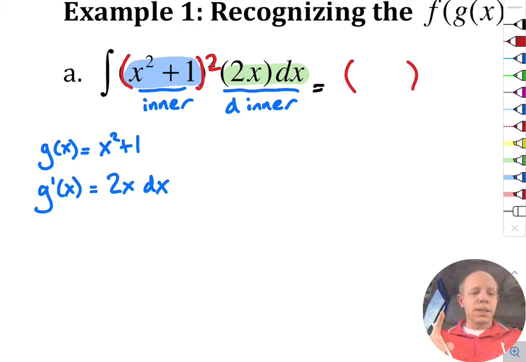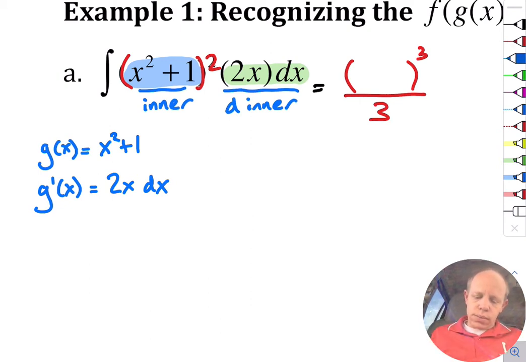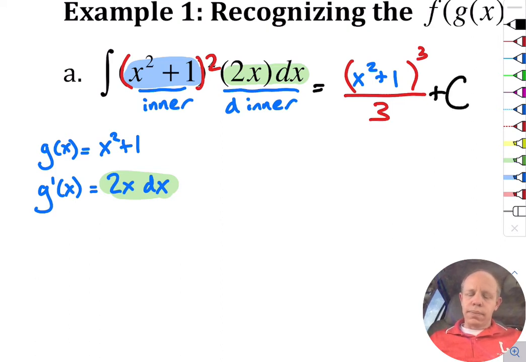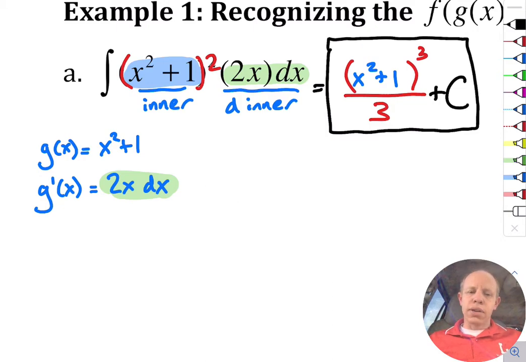So it's going to be something cubed over 3, because we raise the power by 1 and we divide by that new power. Now the inner function doesn't change, so this is just going to be x squared plus 1. And remember, because we're doing an antiderivative, the derivative of the inner function, that 2x dx, is re-encapsulated within that inside function, the x squared plus 1 there. Now all we have left to do is add c, and so this right here would be our antiderivative.